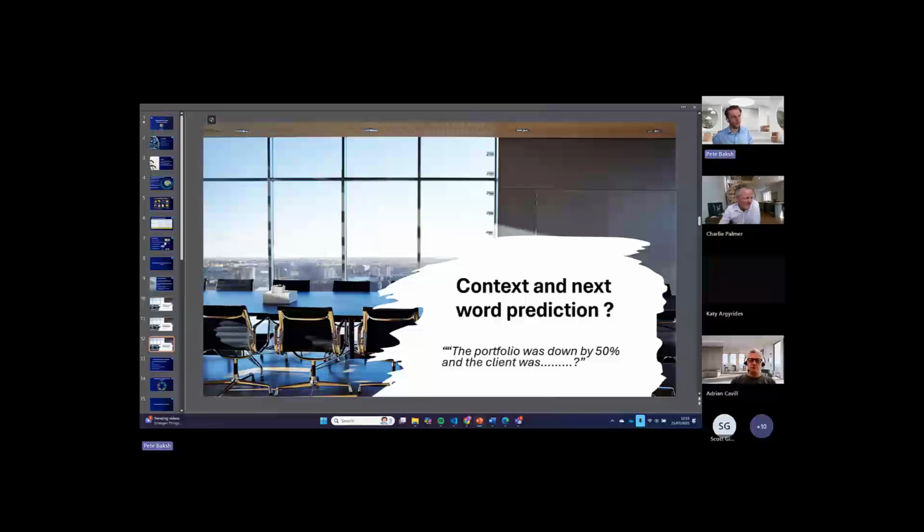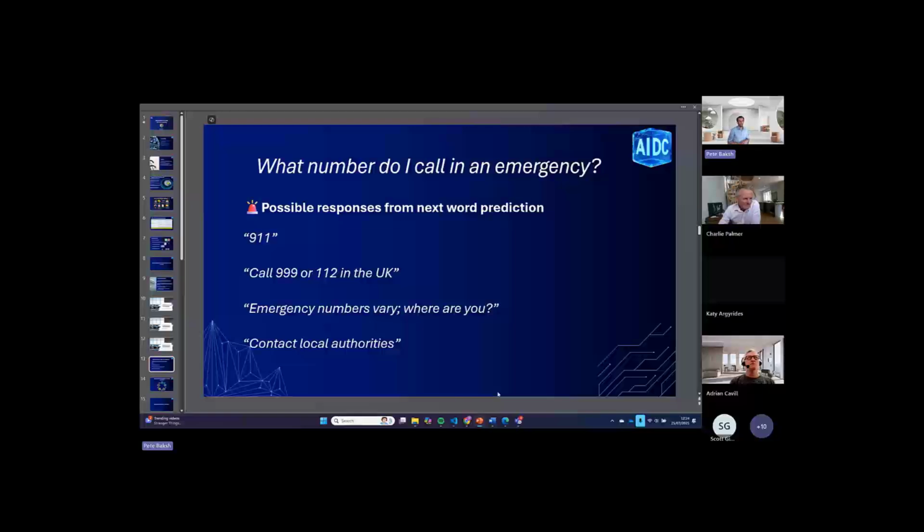Okay. Now, the basis of these models is next word prediction, and that is still quite an intelligent thing to do. Just for your understanding, it's not just next word prediction that happened in these models. If you ask a model that was just trained on next word prediction, "What number do I call in an emergency?", the algorithm would likely give, if you ran it many, many times, these possible responses: 911, call 999 or 112 in the UK, emergency numbers vary, contact the local authorities. Okay, those are all plausible from ingesting all of the data on the internet and making a prediction of the next sequence of words.